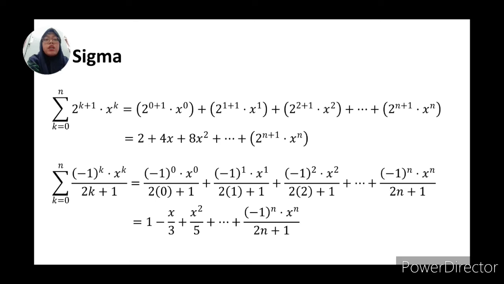Equals 1 minus x over 3 plus x^2 over 5 plus 3 dots plus (-1)^n times x^n over 2n+1.